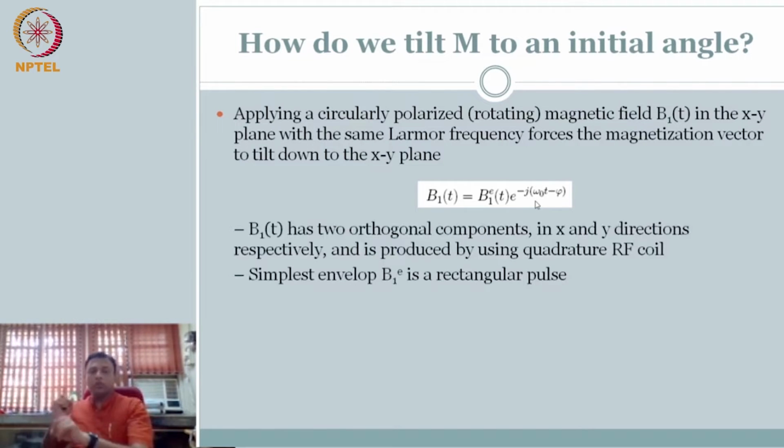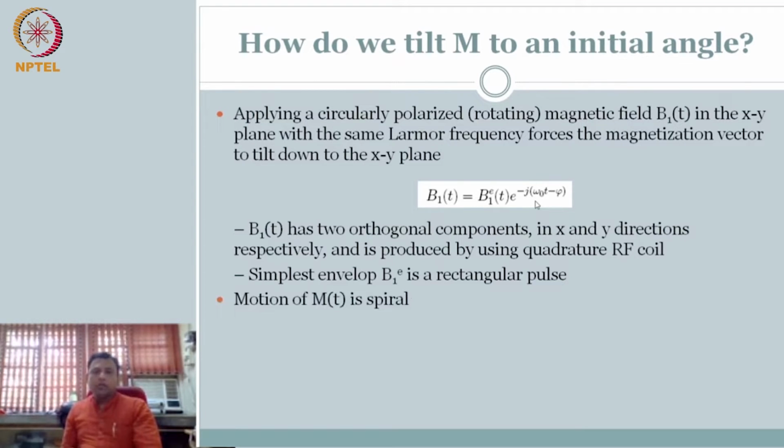So it has two components, X and Y. That's why it is able to move in the XY plane. So you apply this using a quadrature RF coil. We'll talk about this coil design and other things in the instrumentation aspect when we go forward in the next module. So the simplest way to think about this envelope is a rectangular envelope of the pulse. So you have this rotating magnetic field that is switched on and switched off. When it is on, it is having the same amplitude. That's what this envelope is saying, right?